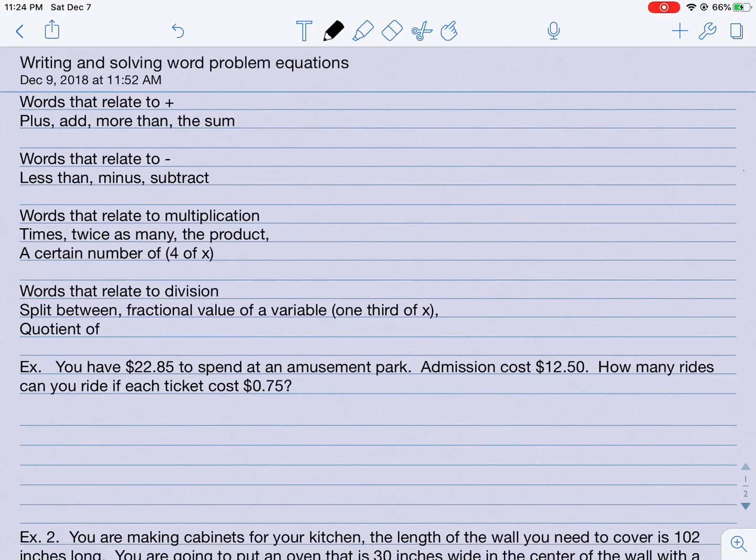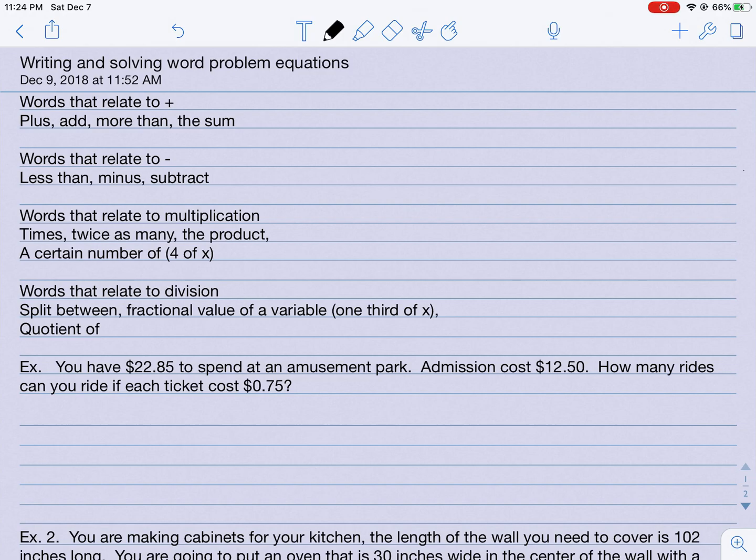All right, looking at writing and solving word problem equations. So, a few reminders for words that relate to addition: plus, add, more than, the sum of. The words that relate to subtraction: less than, minus, subtract.